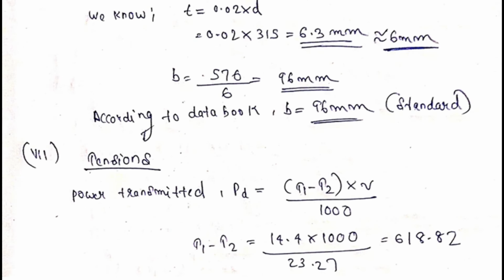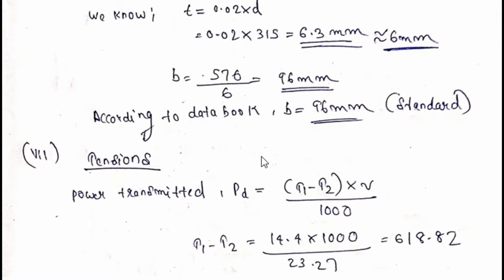Next, we have to determine the thickness. Thickness is given by the relation 0.02 into D, where D is the diameter of the driver. So thickness will be approximately 6 mm. You know the value of BT, so from there you can find the value of B. It's 96 mm. In the standard table also the B value is 96 mm, so there is no need of change. The calculated value and the standard value are the same. So we get the width as 96 mm.